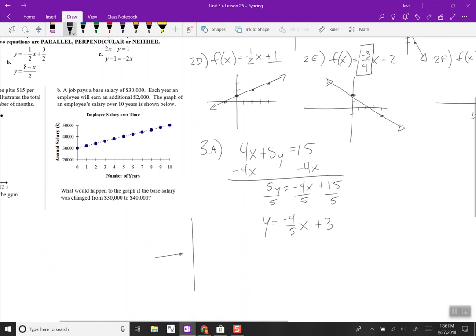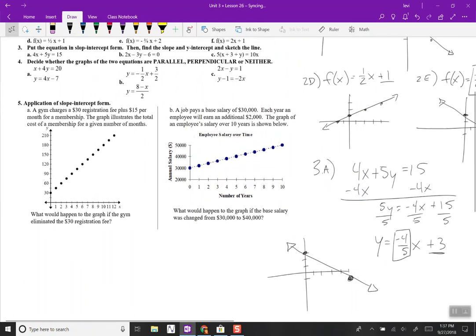So now that graph, what's our y-intercept is 3, 1, 2, 3. Put our point. What's our slope? Negative 4/5. That means down 4, right 5. So we're going to go down 4, 1, 2, 3, 4, right 5, 1, 2, 3, 4, 5. Put our point. Draw our line. Pretend I can actually draw it through those points. There we go.